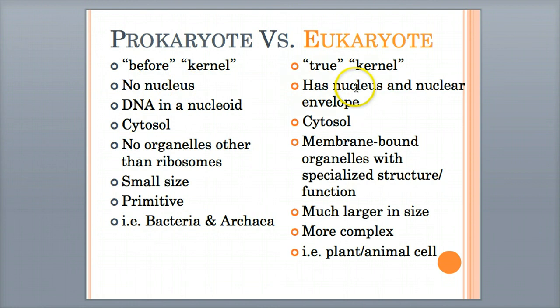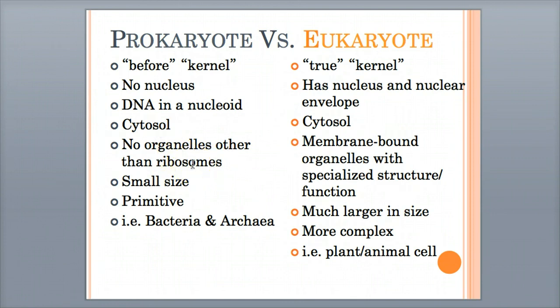Eukaryotes have a nucleus and a nuclear envelope. A nuclear envelope is like the shell of the nucleus. The DNA is in the nucleoid of a prokaryote. The DNA is in the nucleus of a eukaryote. They both have something called cytosol. We'll go over that. Prokaryotes only have one organelle, and that's ribosomes.